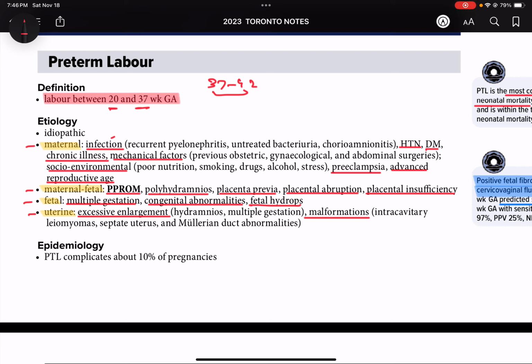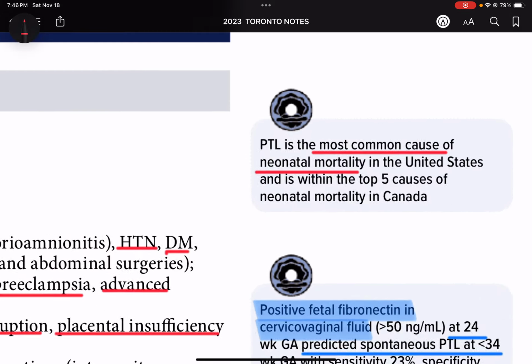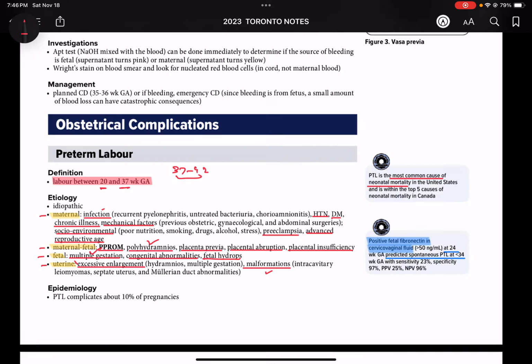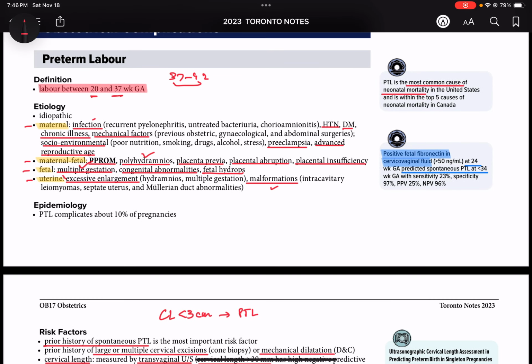Moving forward to uterine causes, just like we read, multiple gestation or mechanical factors. Multiple gestation and polyhydramnios would cause excessive enlargement of the uterus, which might cause preterm labor. And then there might be some malformations in the uterus too, like leiomyomas or maybe a septate uterus. So these are some causes that might cause preterm labor, and preterm labor is the most common cause of neonatal mortality.